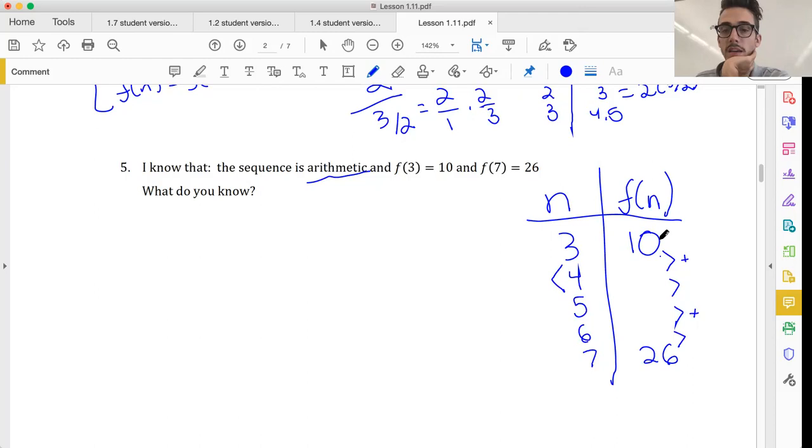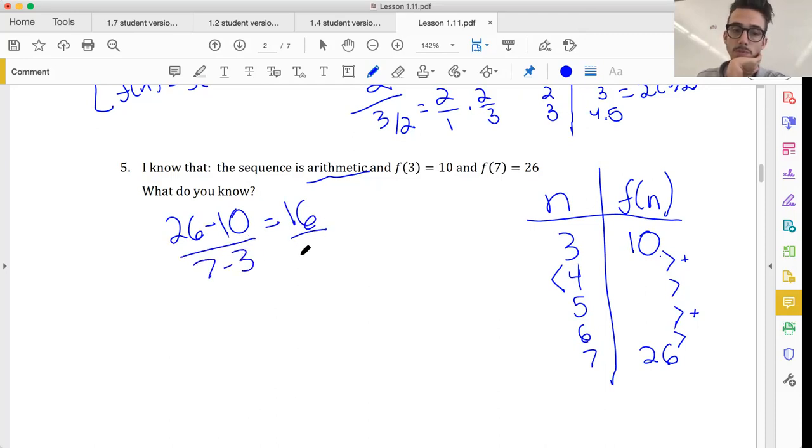Well, let's see. I'm jumping from 10 to 26, and I have 3 numbers to hop between. I know that the difference between 26 and 10 is going to be 16. And I'm jumping from 3 to 7, so that's 4 numbers. So hopefully it's going to be adding 4 every time. Let's just double check to make sure that's the case.